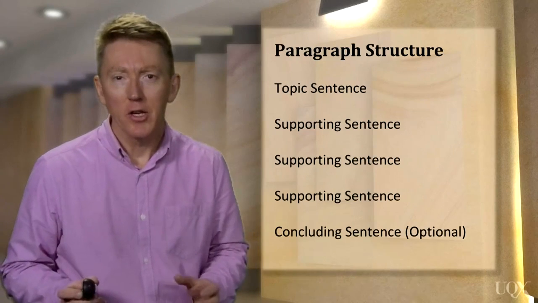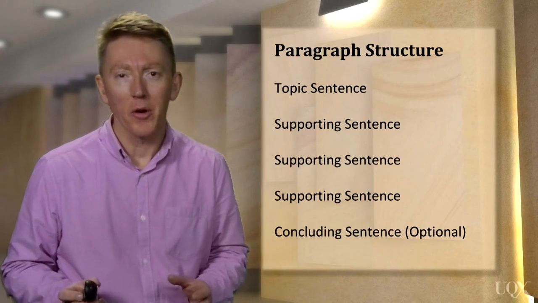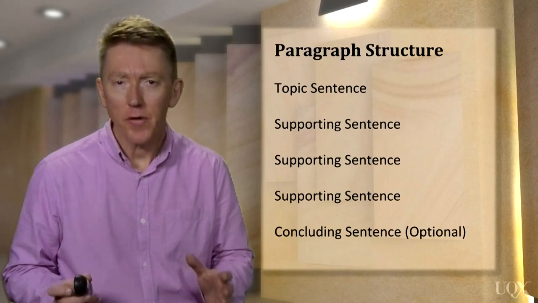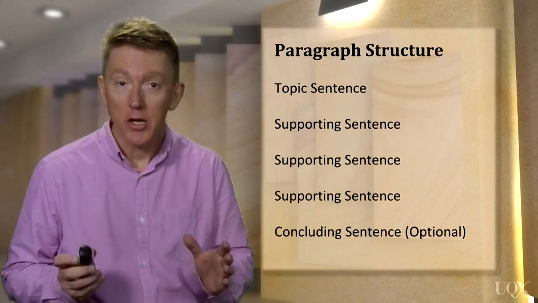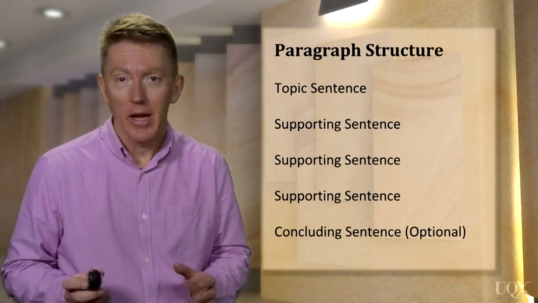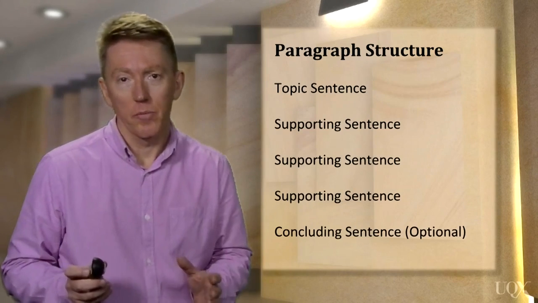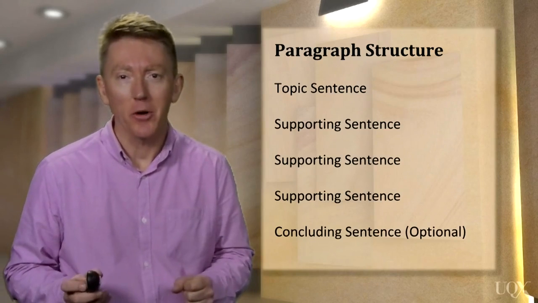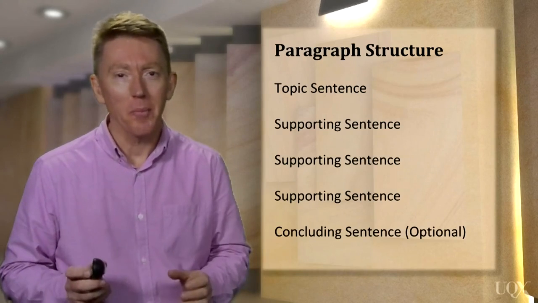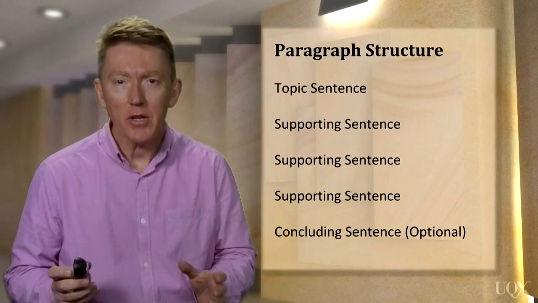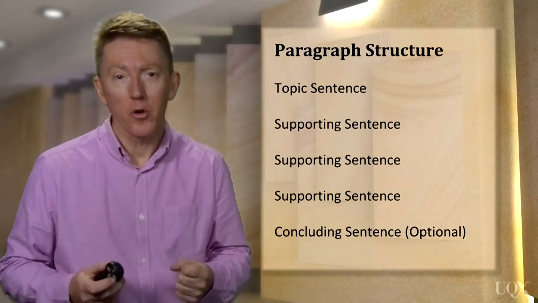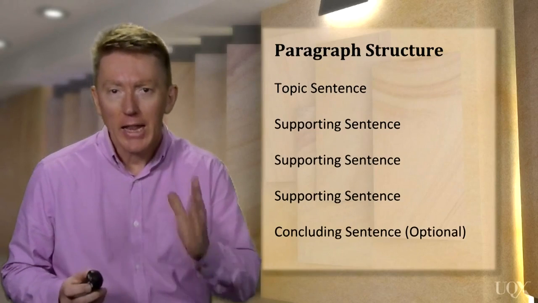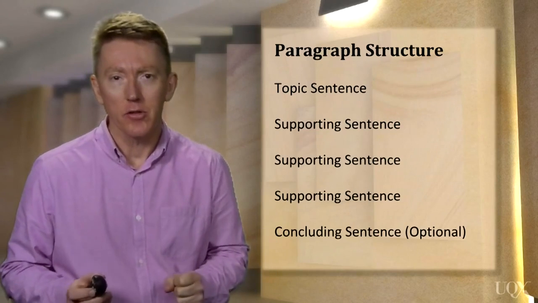This diagram shows the structure of a good paragraph. Notice the final sentence here, a concluding sentence. Now, this is optional, but you can include a concluding sentence at the end of your paragraph, which sums up the main idea. Think of it as a restatement of your topic sentence. Let's look at an example of this.